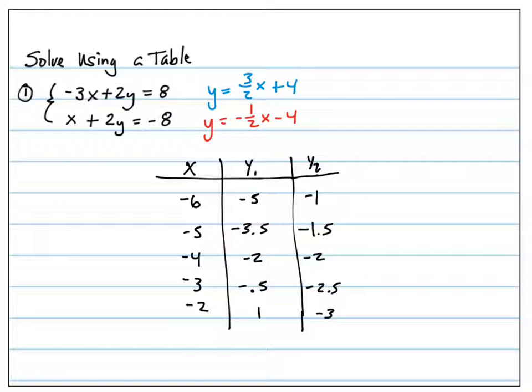Scrolling through the table of values, as you scroll through the variety of x values, you're going to look for a point where the y1 value and the y2 value are the same. In this case, at negative 4, both of these equations have a y value of negative 2. So your solution here is negative 4, negative 2.